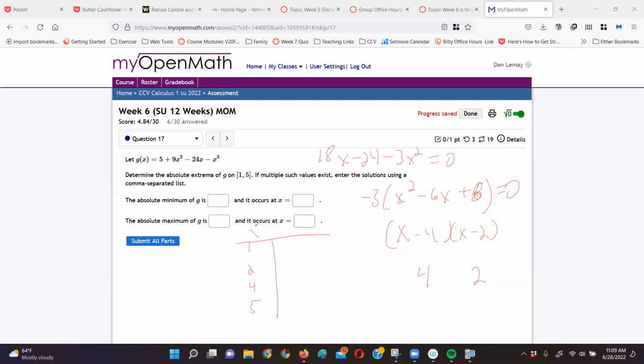And then we're going to substitute those back into the original equation, right? 5 plus 9 times 1 squared minus 24 times 1 minus 1 cubed. And then you get the answer. And we'll do the same thing for each of those. In fact, I'm going to do those on a calculator, and then I'm going to come back and talk about what I got.